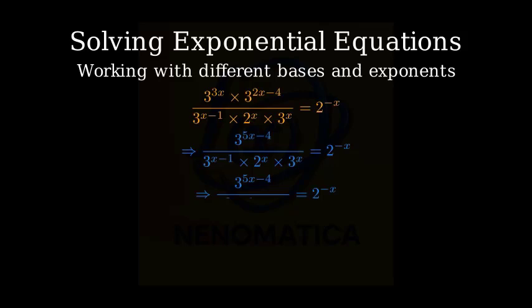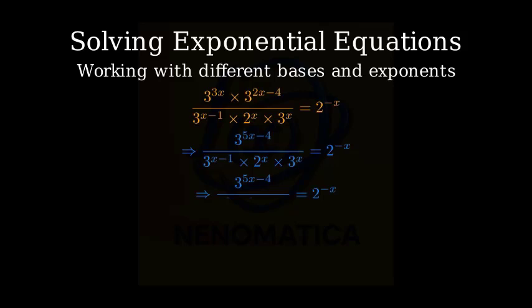Now, we can use the division rule of exponents. When dividing expressions with the same base, we subtract the exponents. So, 3 raised to the power 5x minus 4 divided by 3 raised to the power 2x minus 1 becomes 3 raised to the power 5x minus 4 minus 2x plus 1, which simplifies to 3 raised to the power 3x minus 3. But I noticed that in the solution provided in the image, they multiplied both sides by the denominator to eliminate the fraction. Let's follow that approach to match the solution process exactly.